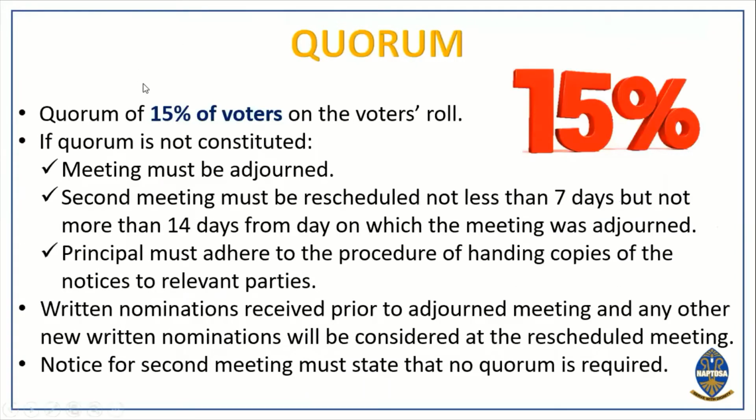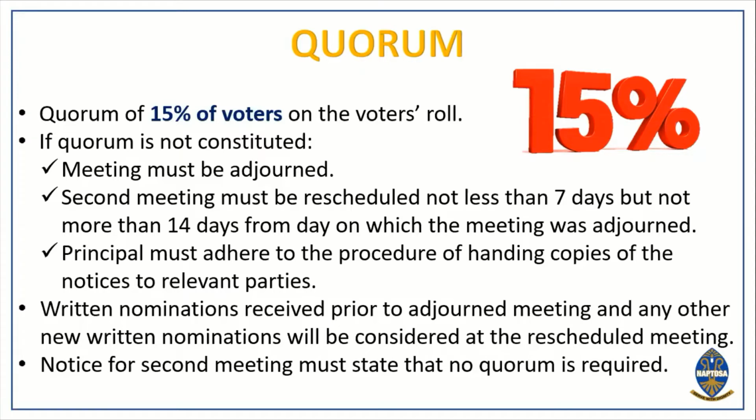Then when it comes to quorum, and this is applicable to all the elected members, regardless of what type of elected member, it's 15% of the voters on the voters' roll. So you have to ensure that when you start the election meeting, you've already calculated the number of people on the voters' roll for parents, for educators, non-educators, and for RCL reps, and what 15% is. So you need to know the minimum that are required to be at the election meeting.